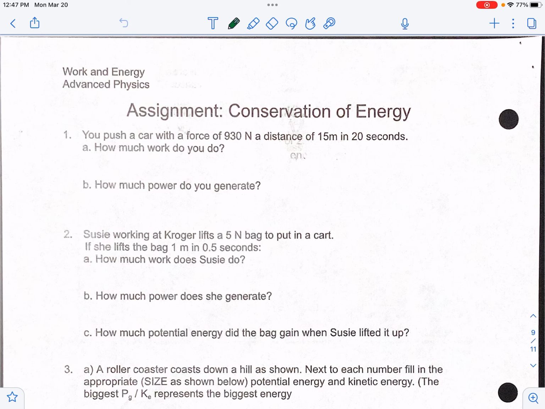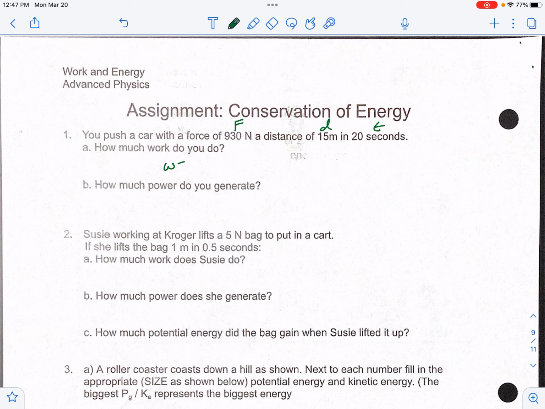All right, so we're going to finish up this packet, and we're going to go ahead and do pages 33 through 35. So starting on number 1, you push a car with a force of 930 newtons, a distance of 15 meters in 20 seconds. So I have force, distance, and time. How much work do you do?